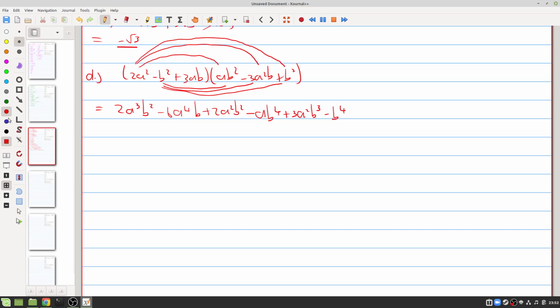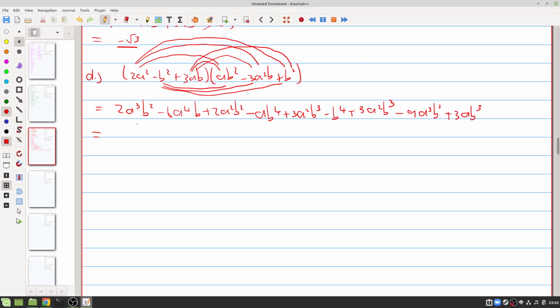Okay, and then we have our last, this 3ab part. So 3ab times ab squared, that's going to be 3a squared b to the power 3. Then 3ab times negative 3a squared b, so that's going to be negative 9 a to the power 3 b squared, and finally 3ab times b squared is going to be 3ab to the power 3.